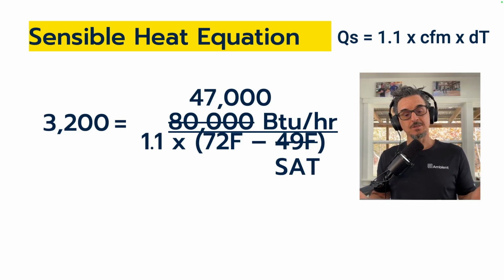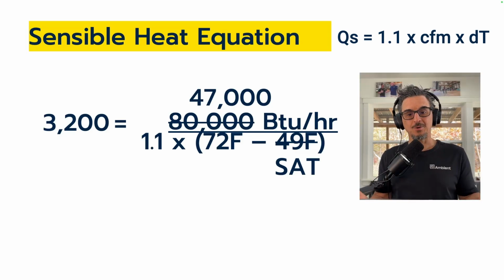So you can see here I've crossed out the 80,000 BTUs, which was the full load sensible heat on this space. Let's say it's a cloudy day, there's less people in the space. A cool and rainy day is a classic part load situation that can cause high humidity levels in the space. Let's say our new sensible heat is 47,000 BTUs per hour.